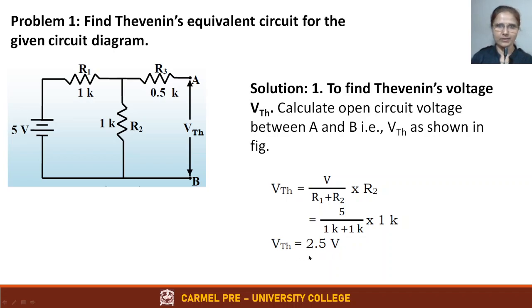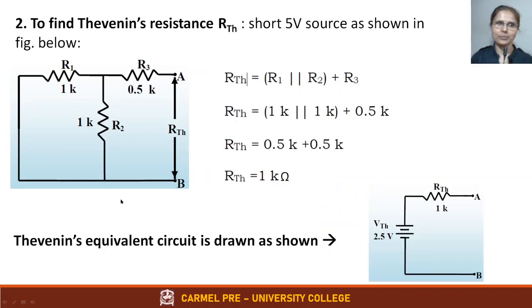This is VThevenin. To find RThevenin, again open circuited, and you need to short circuit this and find the resistance. So that is going to be here like this.